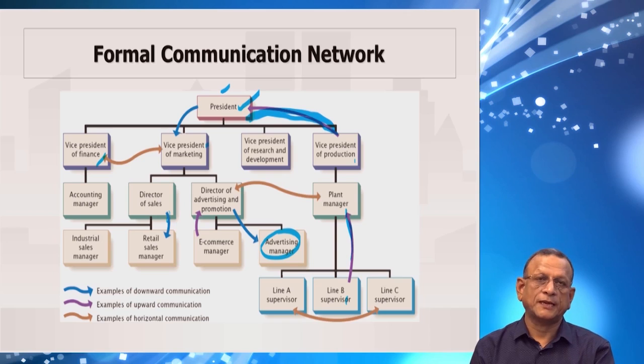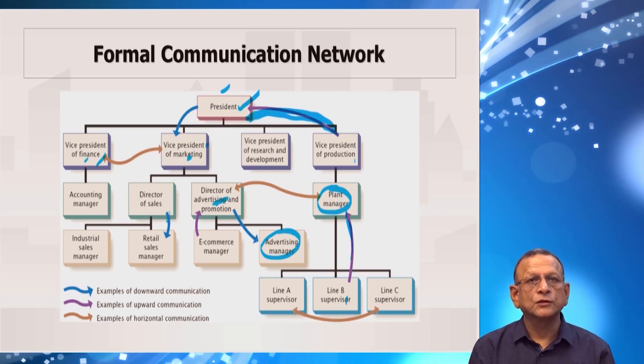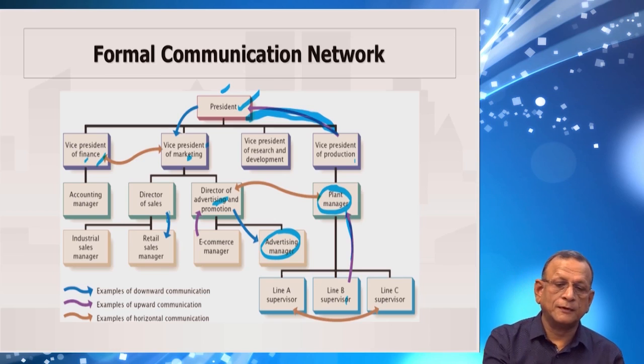Then what is horizontal communication? When two positions or the persons at par positions are communicating with each other, then it's being treated as horizontal communication. This is being shown with a brown line in our organogram. So when director of advertising and promotion is communicating with plant manager, this is horizontal communication. Similarly, when vice president in marketing is communicating with vice president of finance, then this is being treated as horizontal communication. So friends, this is formal communication.